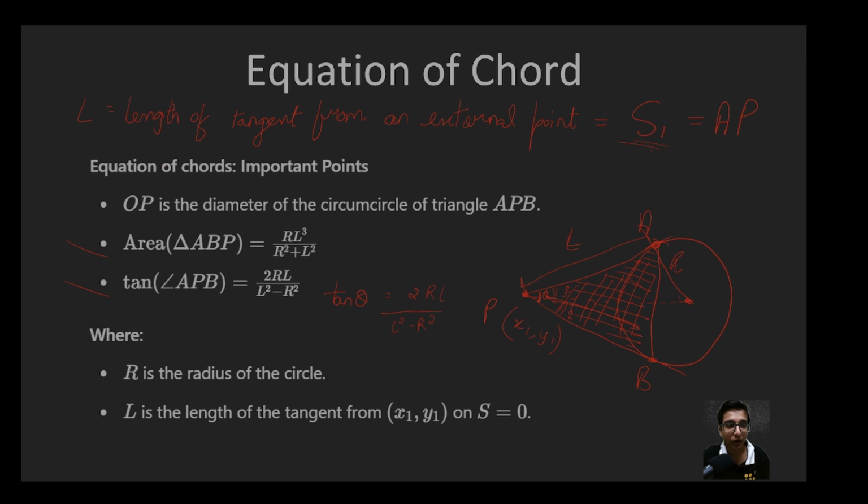So again, important things that you must remember: the length of tangent from an external point is given by S1, where the external point is my x1, y1, which has been provided to me. The area of this triangle APB is given by this formula, and tan theta, which is my angle APB, is given by 2RL by L square minus R square.